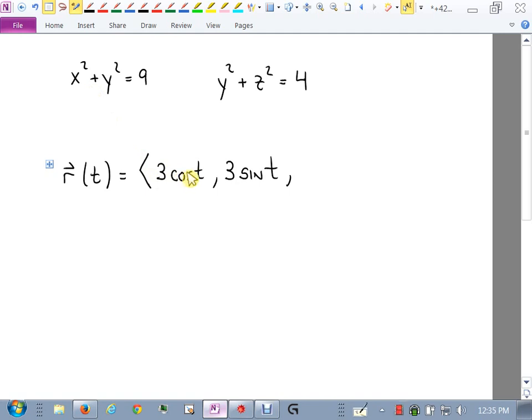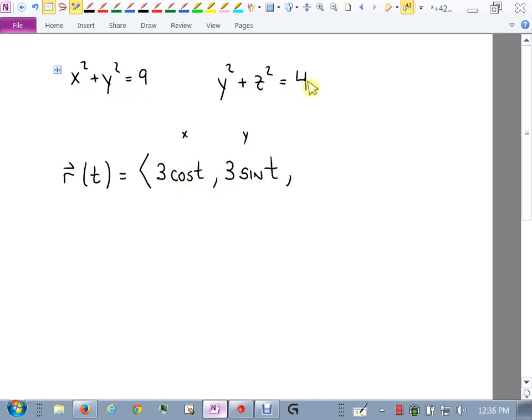Think about it. If this is x and this is y, what's x squared plus y squared? Well, it's 3 squared times cosine squared, so that's 9 cosine squared t plus, now square the y, it's 9 sine squared t. You could factor 9 out. Cosine squared t plus sine squared t would be 1. You get 9 equals 9. That would be a true equation. So this right here would satisfy this.